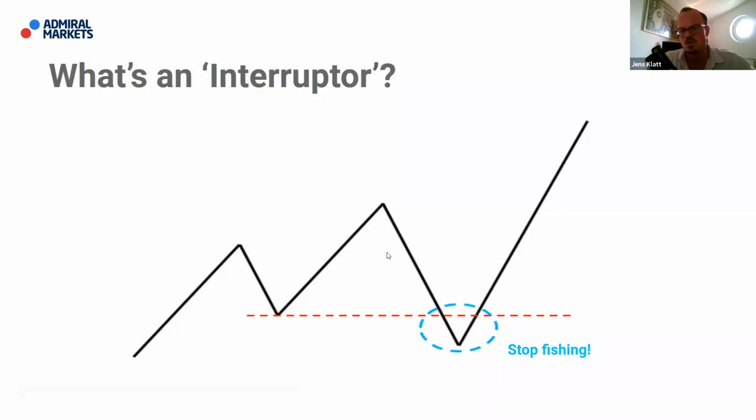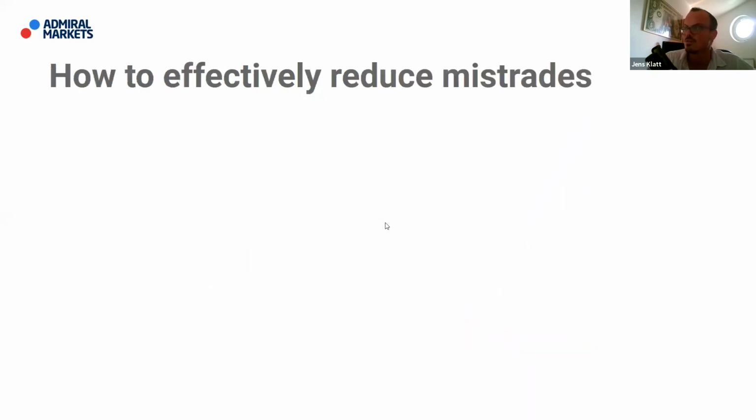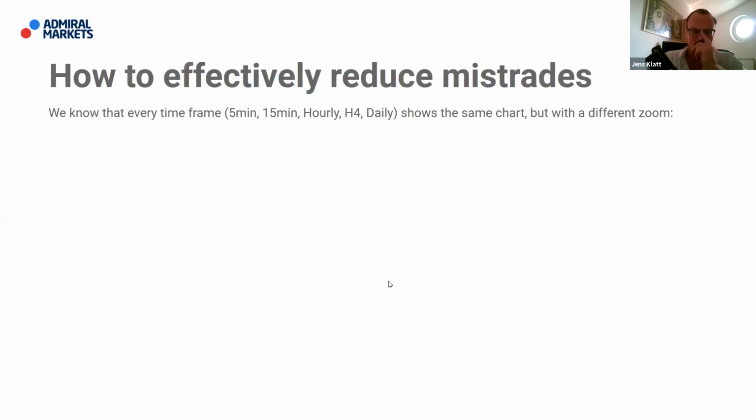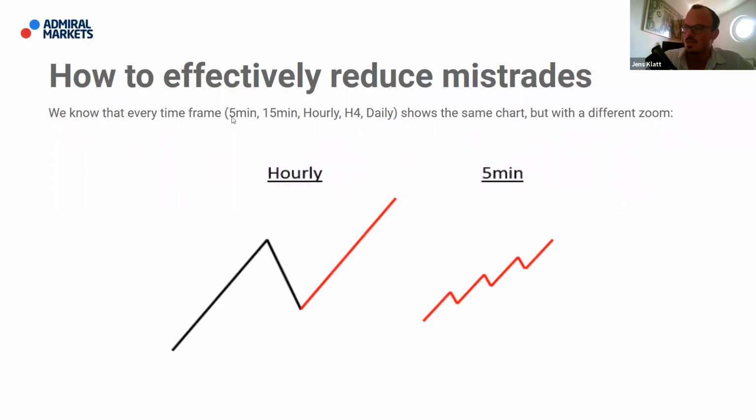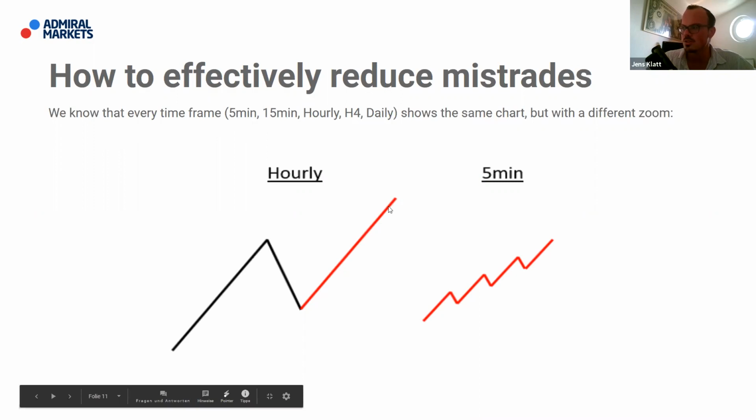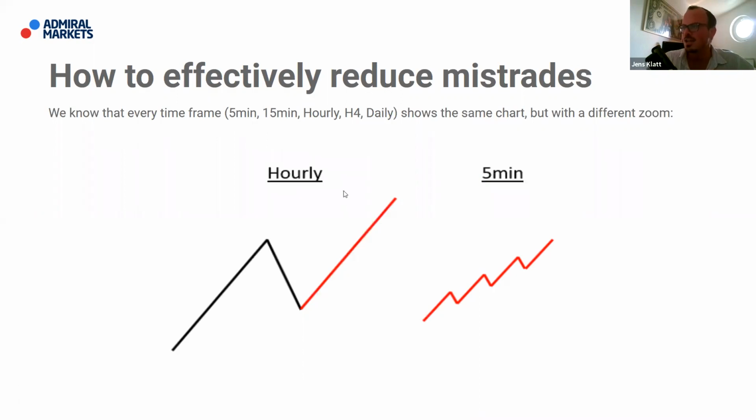And now I'd like to introduce to you an idea how to effectively reduce this, and therefore we'll look at this example here. We know that every time frame, 5-minute, hourly charts, H4, daily charts, shows the same chart but with a different zoom effect. So let's look at an hourly chart here, and now let's zoom into the hourly chart and look at the 5-minute time frame.